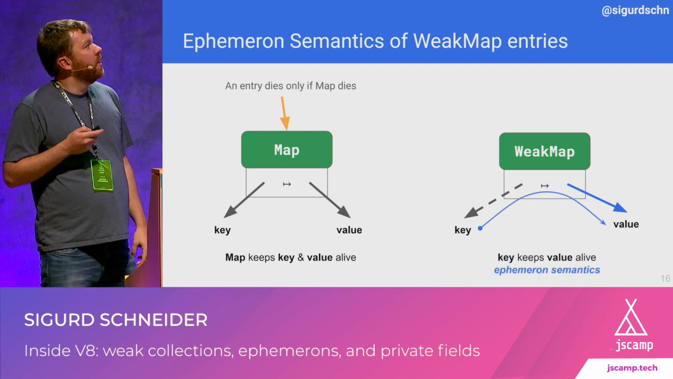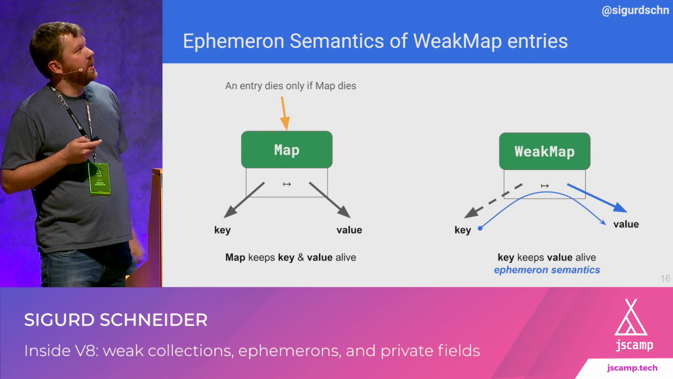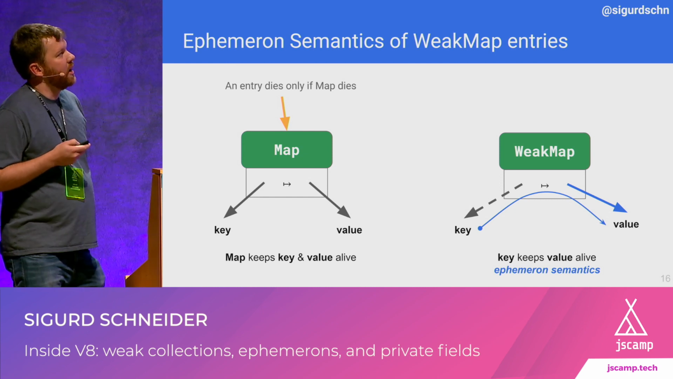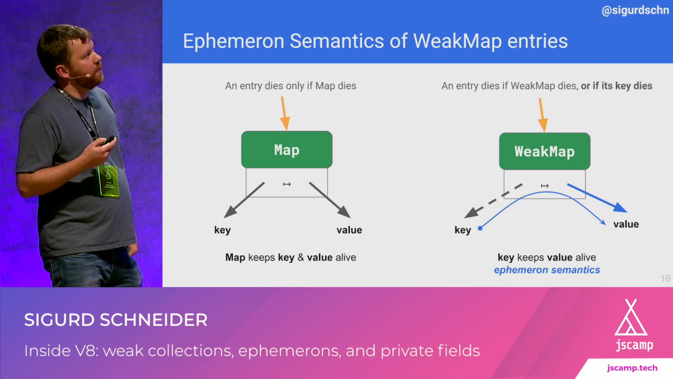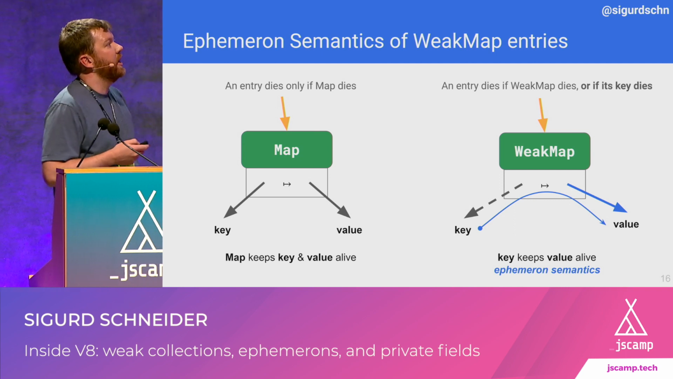So this is what we call ephemeron semantics. The value is only live as long as the key is live. And this means ultimately an entry in a weak map can die if the weak map as a whole dies, or if the key of the entry dies.